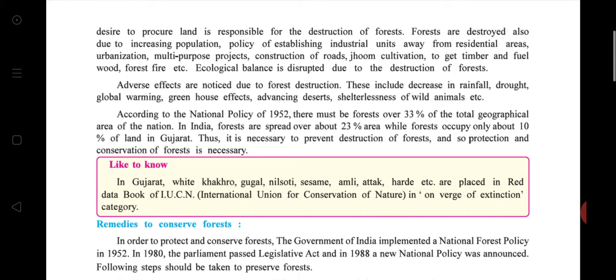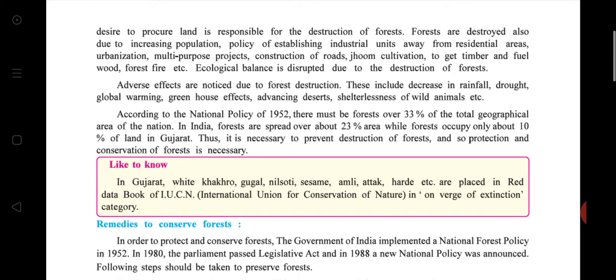See students, underline this topic. Forests are destroyed also due to which type of reasons? Increased population, policy of establishment of industrial units away from residential areas, then urbanization, multi-purpose projects, construction of roads, zoom cultivation, getting timber and fuel wood, forest fire, etc. Underline all these reasons for the destruction of forest.